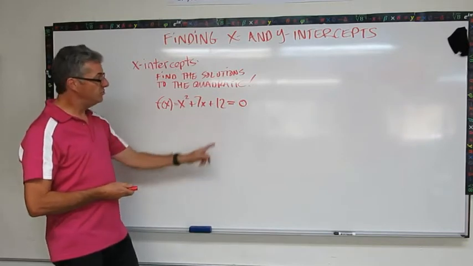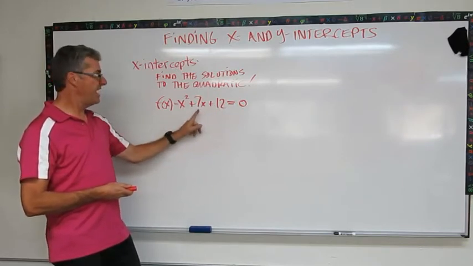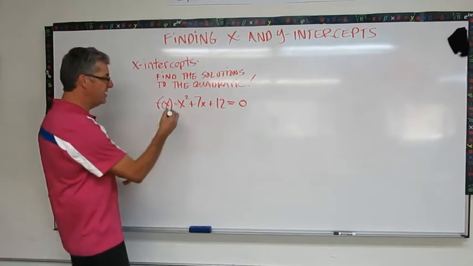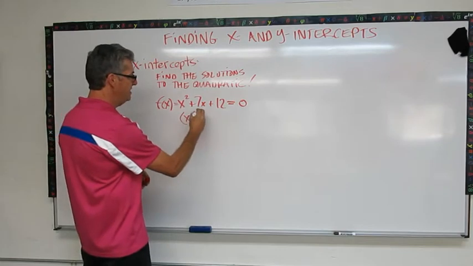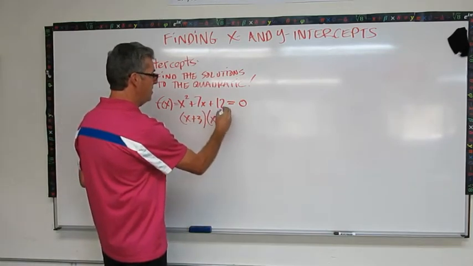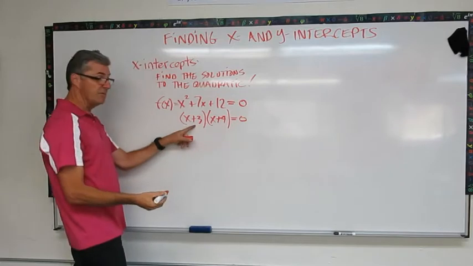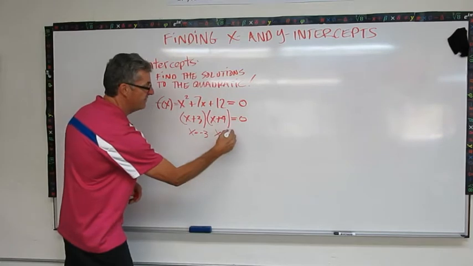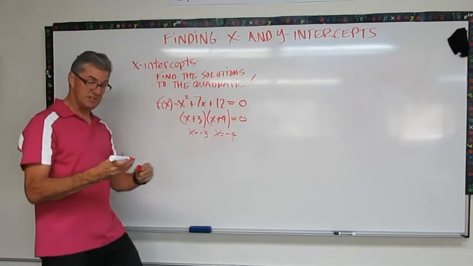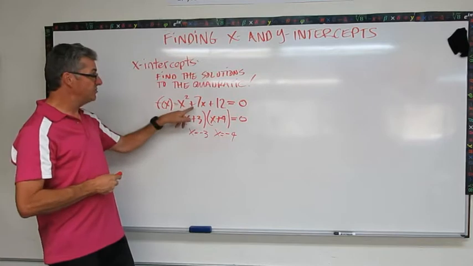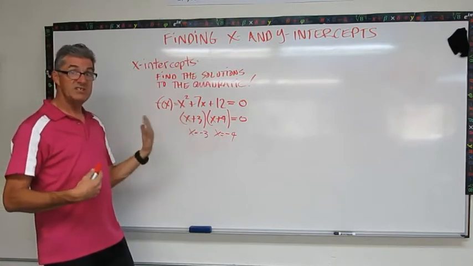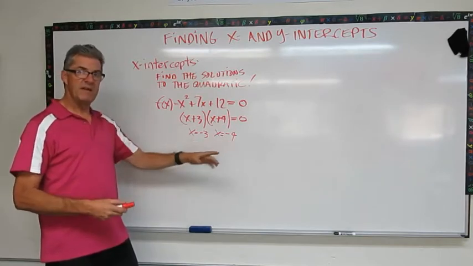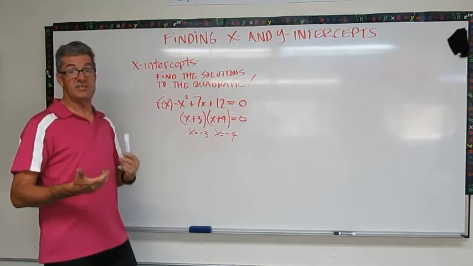So let's do that. Two numbers that multiply to 12 that add to 7. Think about it. 3 and 4. So this becomes x plus 3 times x plus 4 equals 0. And then we know from here that x is -3 and x is -4. So those are our two solutions. So right now we know that this quadratic function, if we graphed it, would cross the x-axis 2 times at -3 and -4.